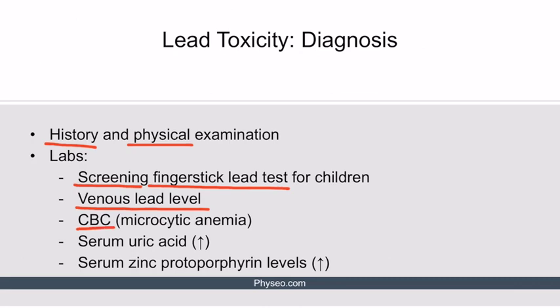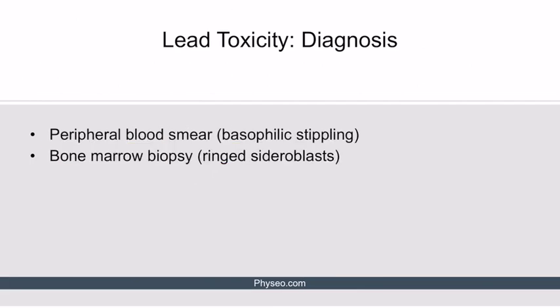Now, if a CBC is ordered, it can reveal a microcytic anemia due to lead's interference with heme synthesis. And other notable laboratory findings can include an elevated serum uric acid level and elevated serum zinc protoporphyrin level. Now, the first is caused by lead's interference with purine metabolism, whereas the second is caused by lead's interference with heme synthesis.